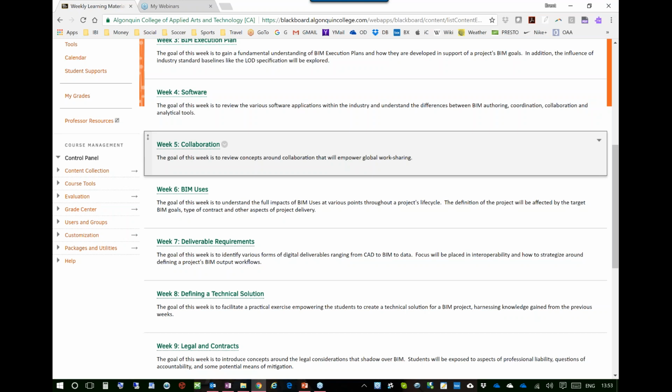Is it just for the design team, for the design and contractors? Does it include the owners? Is it throughout the life cycle? Is it just during design? All questions, all influence how we collaborate.